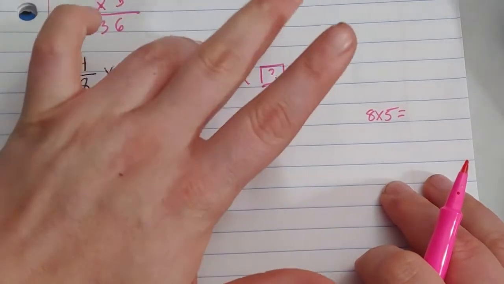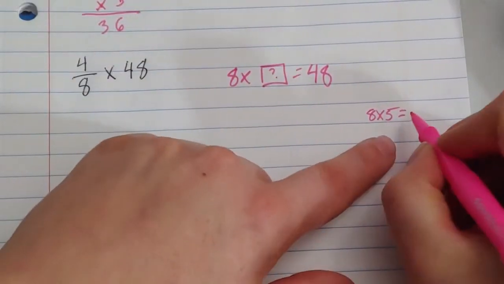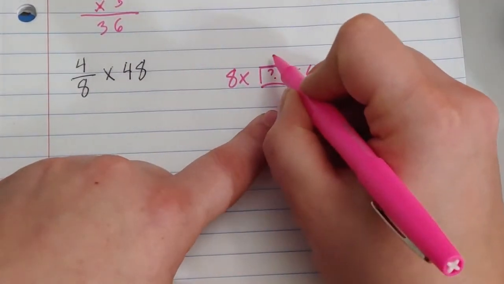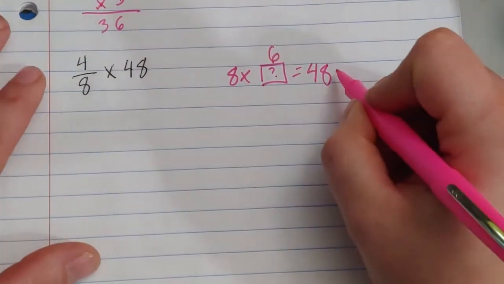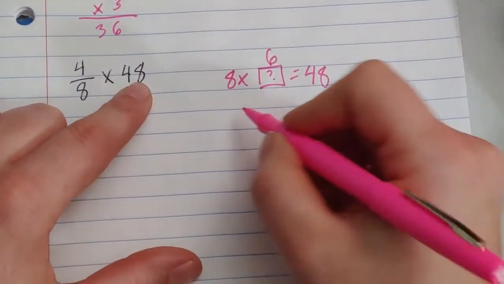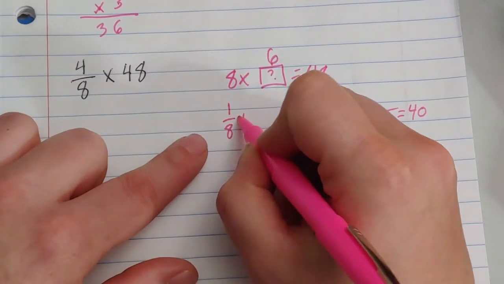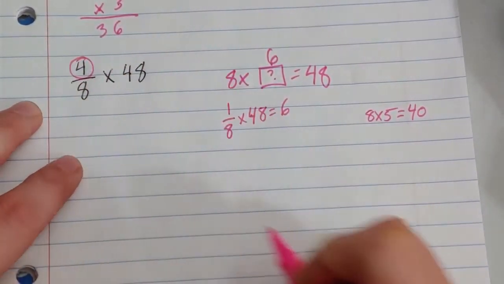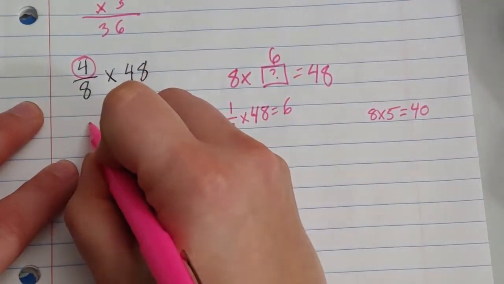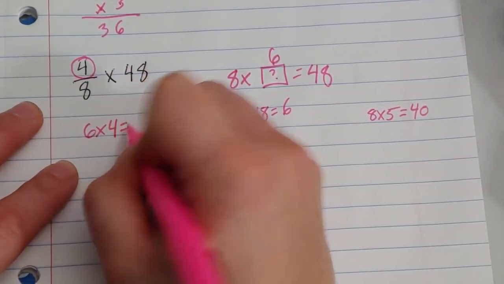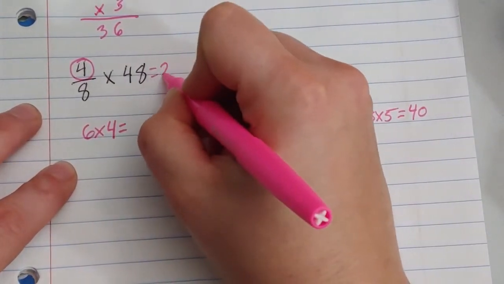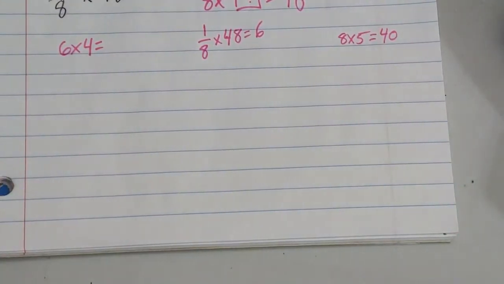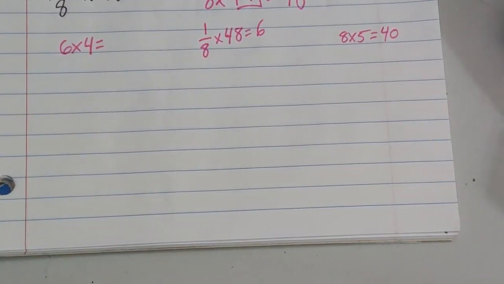5, 10, 15, 20, 25, 30, 35, 40. Oh look, I'm only 8 away. So I know that this is 6. But remember, 6 is not our answer. This says 1/8 of 48 is 6. The problem is asking for 4. So what is 6 times 4? That would be 24. Alright, try a couple more here.